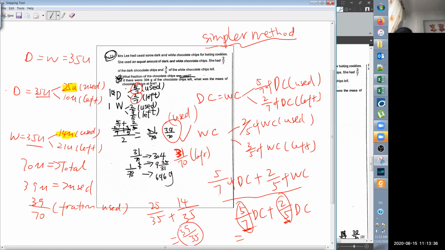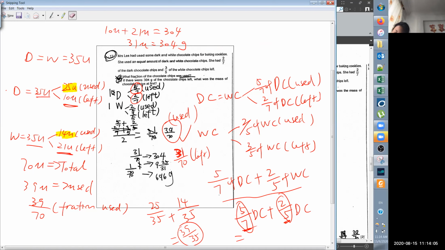Now, if there were 304 grams of chocolate chips left, what can you do? The left is 21U and 10U. So 10U plus 21U is 31U, which is 304 grams. Am I right? Now the question is, what was the mass of the chocolate chips at first? So what you need to do is just find out what's 1U. Can you help me out? Can you find out what's 1U?